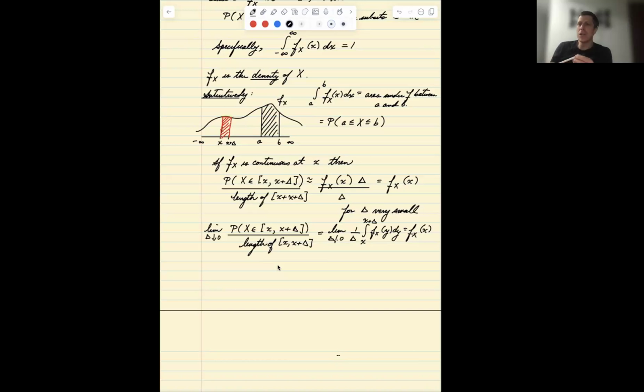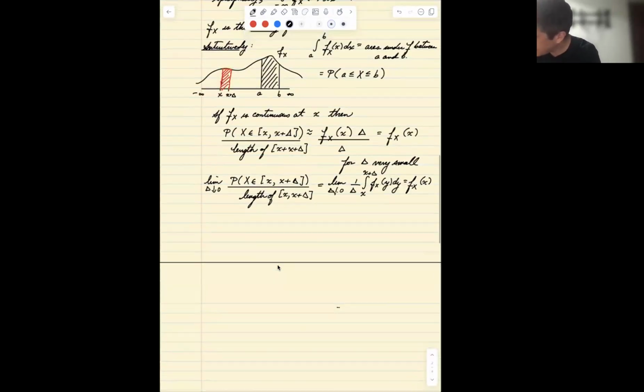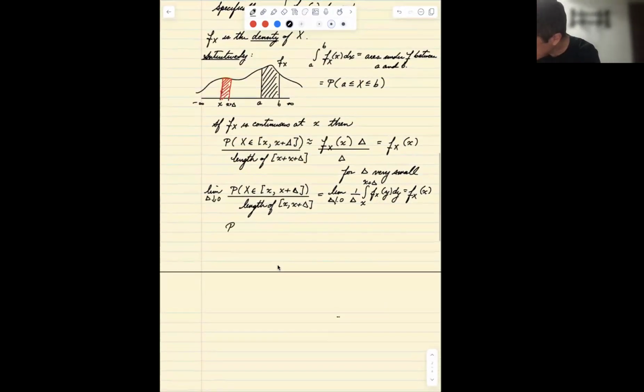So the intuition is that if we look at the probability mass per unit, it is approximately the density, right? That's how we think about density. It's how heavy something is at an infinitesimal point. How dense is it? How much mass does it have above that point?